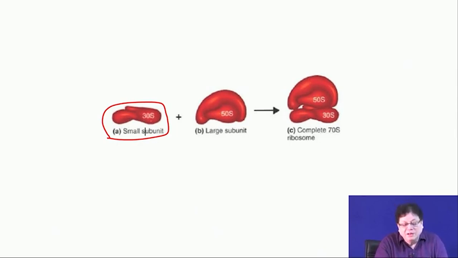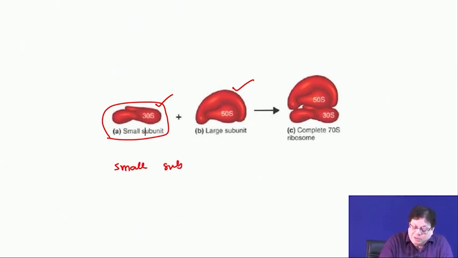Now, S is another unit of showing the molecular weight. This is a sedimentation rate. There is a unit, the Svedberg unit, depending on the sedimentation rate of the system or the molecule that you are talking about. Okay. So, this is a 30S subunit and there is a 50S subunit. That means, there is a small subunit and there is a big subunit, okay, and this is the large subunit.